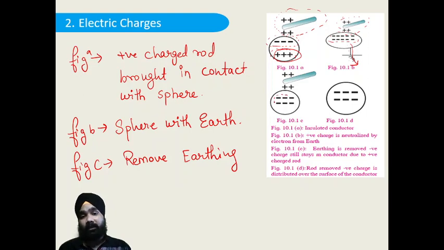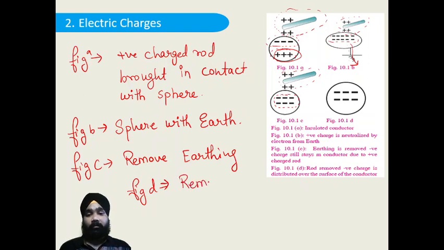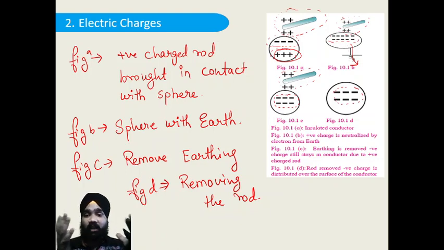Negative charges are present on the surface of the sphere, and the positively charged rod is present at the top. In figure D, we remove that positive rod. The rod is removed, but negative charges are present on the surface of the sphere. Now this whole process has charged that sphere with a negative charge.